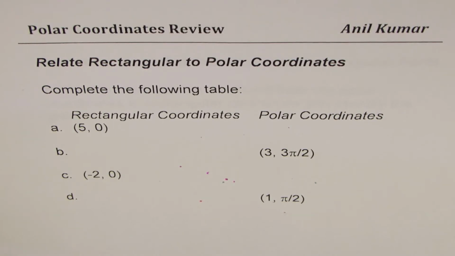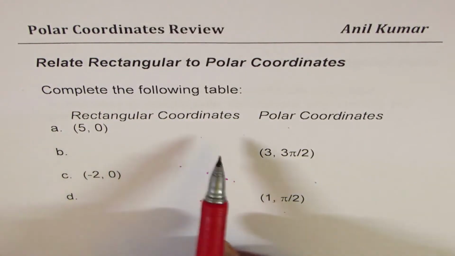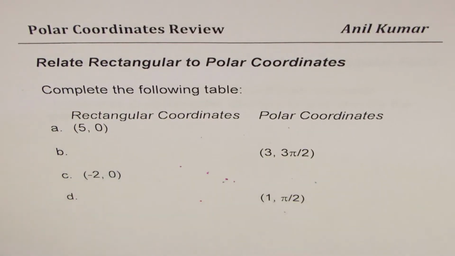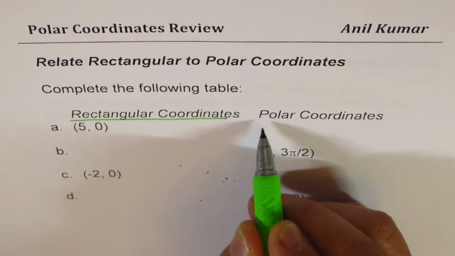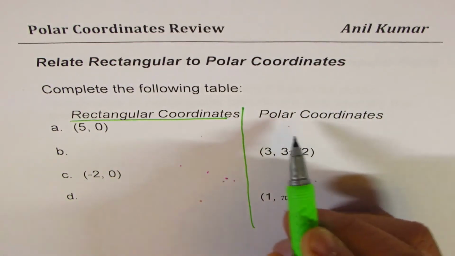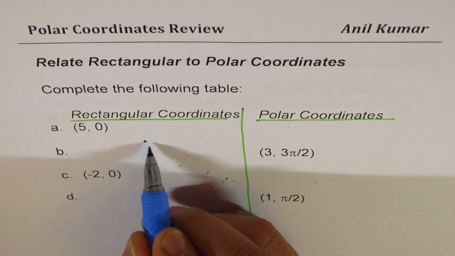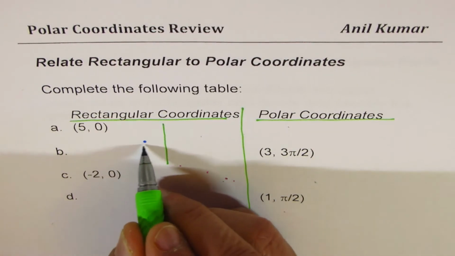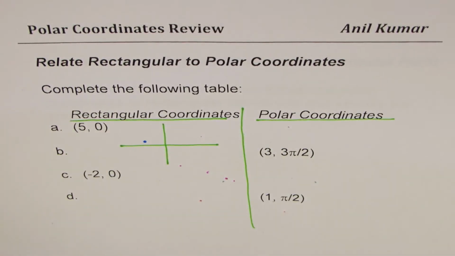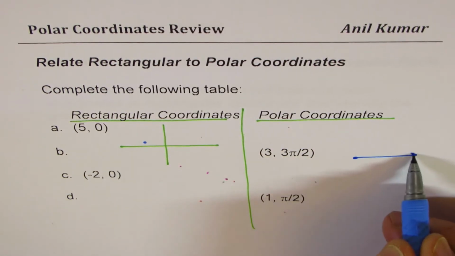Now the question here is, relate rectangular to polar coordinates, complete the following table. This is an exercise for you. So what we have here is some rectangular coordinates given to us, and we have to relate them to the polar coordinates, correct? So 5, 0. Well, these are interesting examples. So what I'll do here is draw a coordinate system. We are representing rectangular by green color most of the time, and polar system by this blue color.